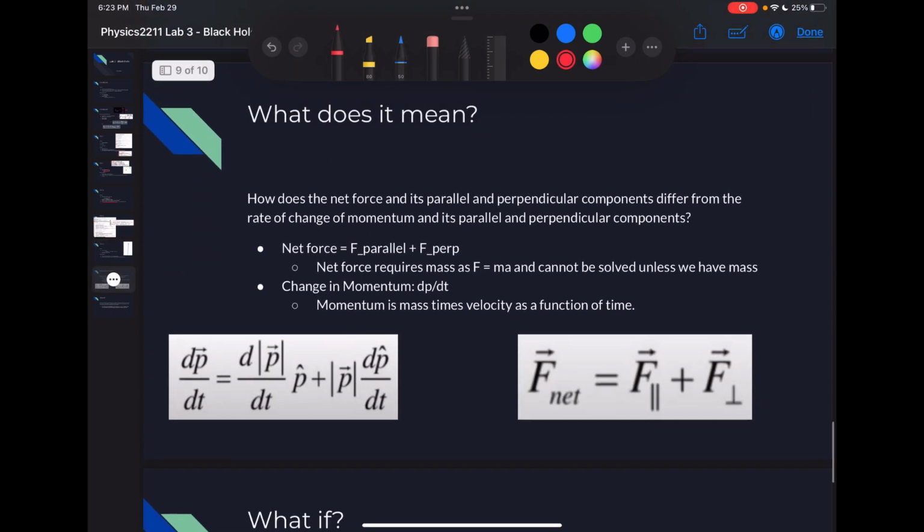So what does it mean? How do the net force and its parallel and perpendicular components differ from the rate of change of momentum and its parallel and perpendicular components? The net force is F parallel plus F perp, and F equals ma, so it requires mass and cannot be solved unless we have mass. However, for the change of momentum you don't really need mass. Momentum is mass times velocity, as a function of time. This is the formula for dp dt using perp and parallel: the parallel component and the perp component, and again it is parallel plus perp.